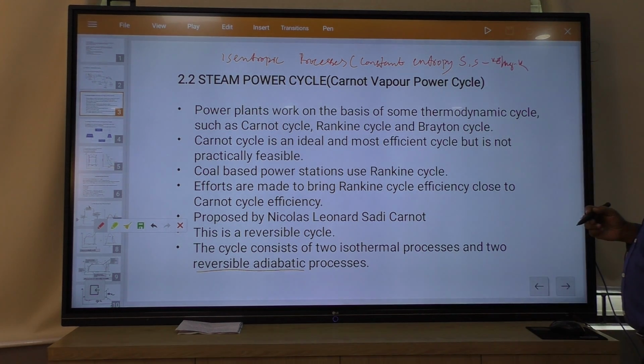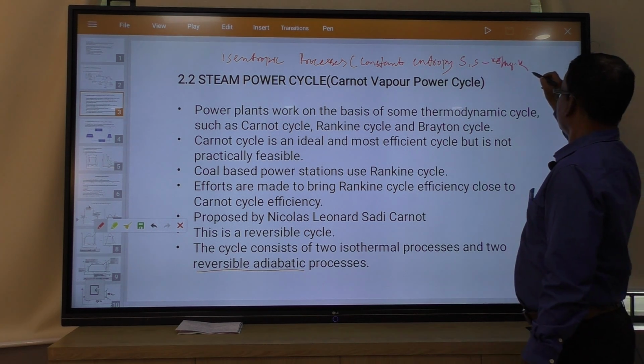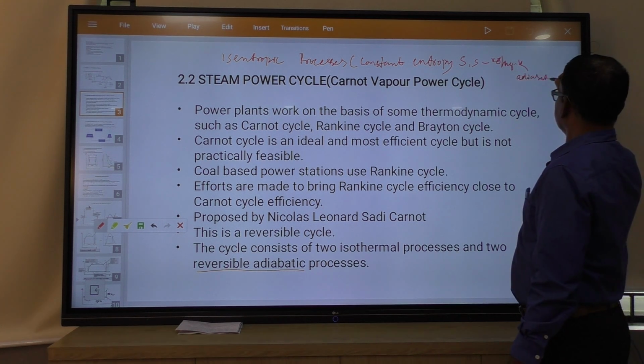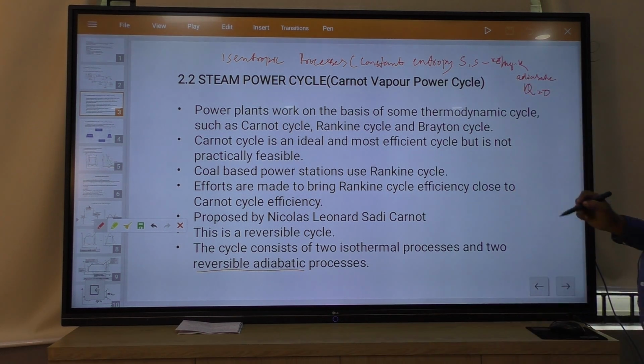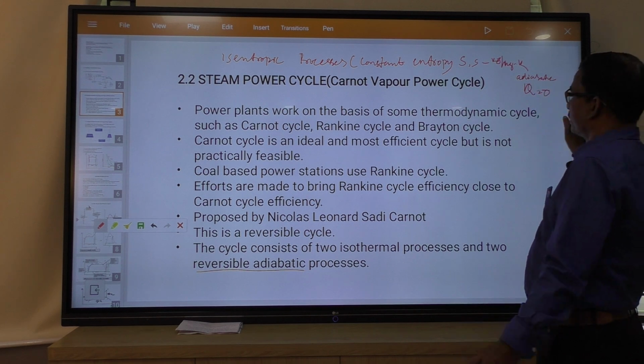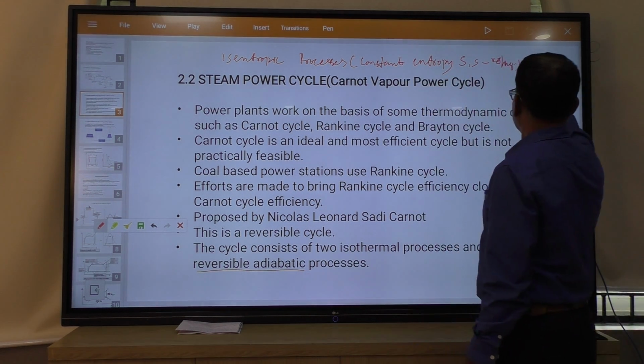Constant entropy or isentropic process is also called reversible adiabatic. Adiabatic, you know, means heat transfer is 0. Adiabatic means heat interaction Q is 0. Heat transfer is 0, that is called adiabatic. If it is reversible adiabatic, that means no heat transfer. So, entropy remains constant.